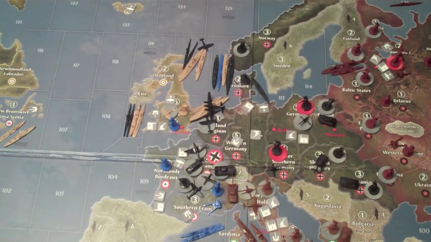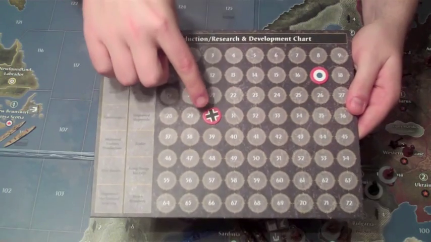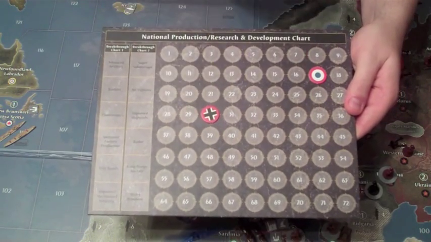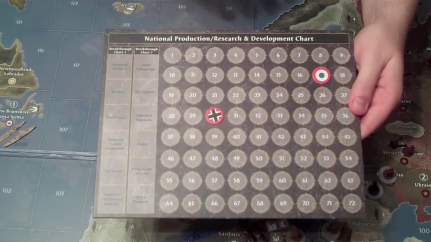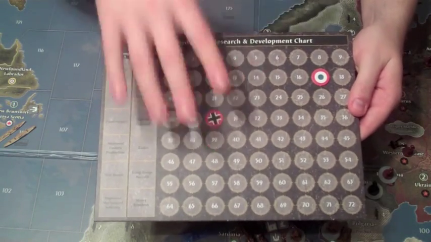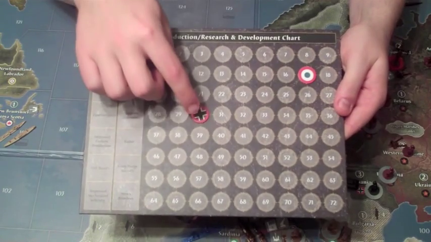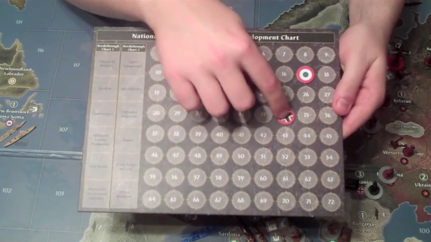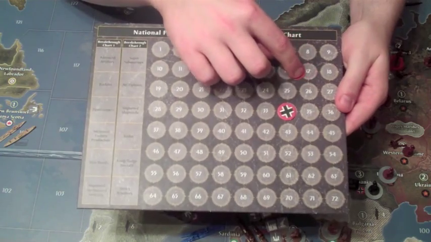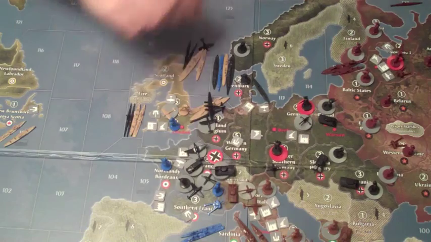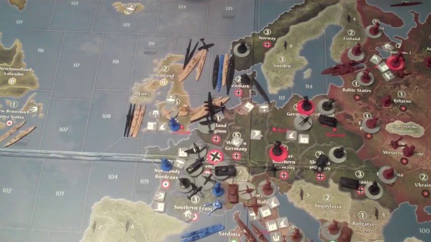So on the national production chart, these are the starting values for Germany and France. I don't have the other countries' markers on here just for simplicity, but they would be on here to track theirs as well. So Germany has captured France, so Germany would move up 4, and France would move down 4. The planes will stay there for now, but they will have to move and land in the non-combat phase.